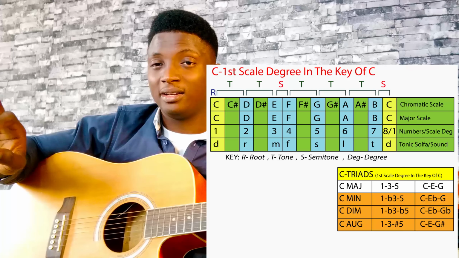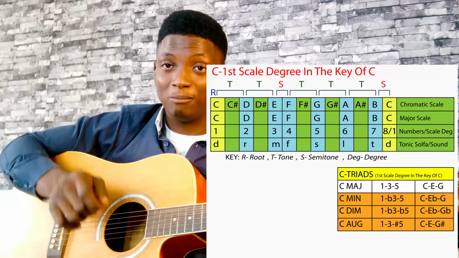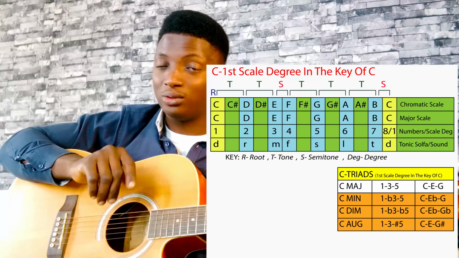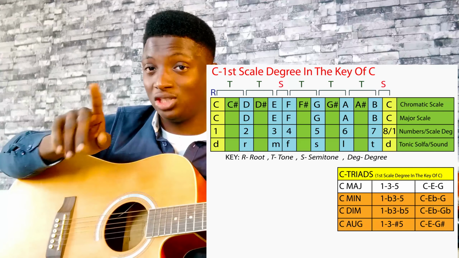Why? C major is C, E, and G. You can find these notes C, E, and G in the major scale of C. But I'm not choosing a C minor. Why? Because C minor is C, E flat. There is no E flat in the C major scale. Likewise, I'm not choosing the C diminished. C diminished is C, E flat, and G flat. E flat and G flat do not appear in the C major scale. And I also did not choose my C augmented, which is C, E, and G sharp. G sharp is not in the major scale.